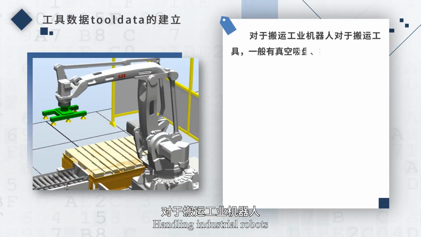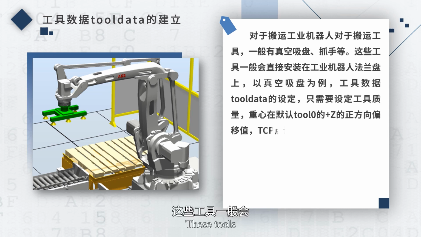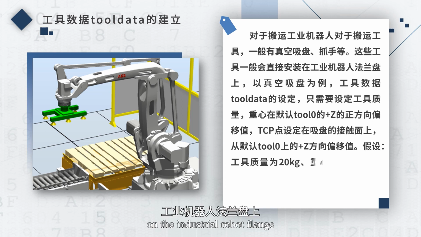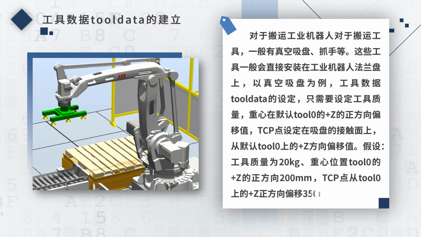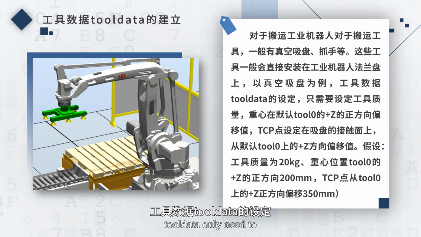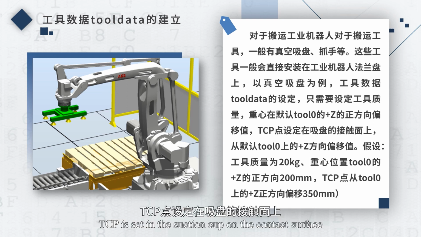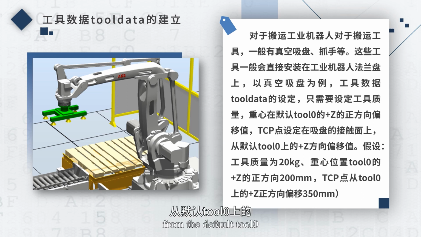Handling industrial robots generally have vacuum suction cups and grippers. These tools are generally installed on the industrial robot flange. Take the vacuum suction cup as an example. Tooldata only needs to set the tool mass, the center of gravity, in the default tool 0's plus Z positive direction offset value. TCP is set in the suction cup on the contact surface from the default tool 0 on the plus Z direction offset value.